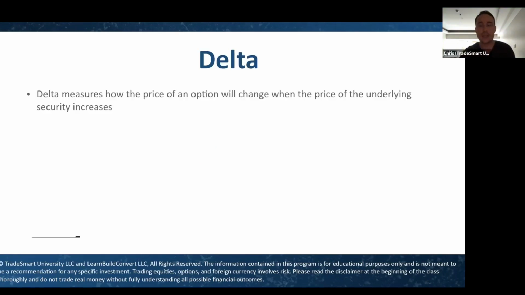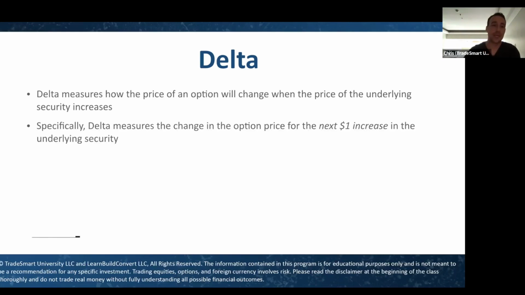So delta is the first Greek that we need to talk about. Delta is very important. Delta measures how the price of an option will change when the price of the underlying security increases. So this measures how your option changes when the stock price changes. Specifically, delta measures the change in the option price for the next $1 increase in the underlying security. For some stocks, a $1 increase is not a lot if it's a very expensive stock. For low price stocks, a $1 increase will be quite a big change.